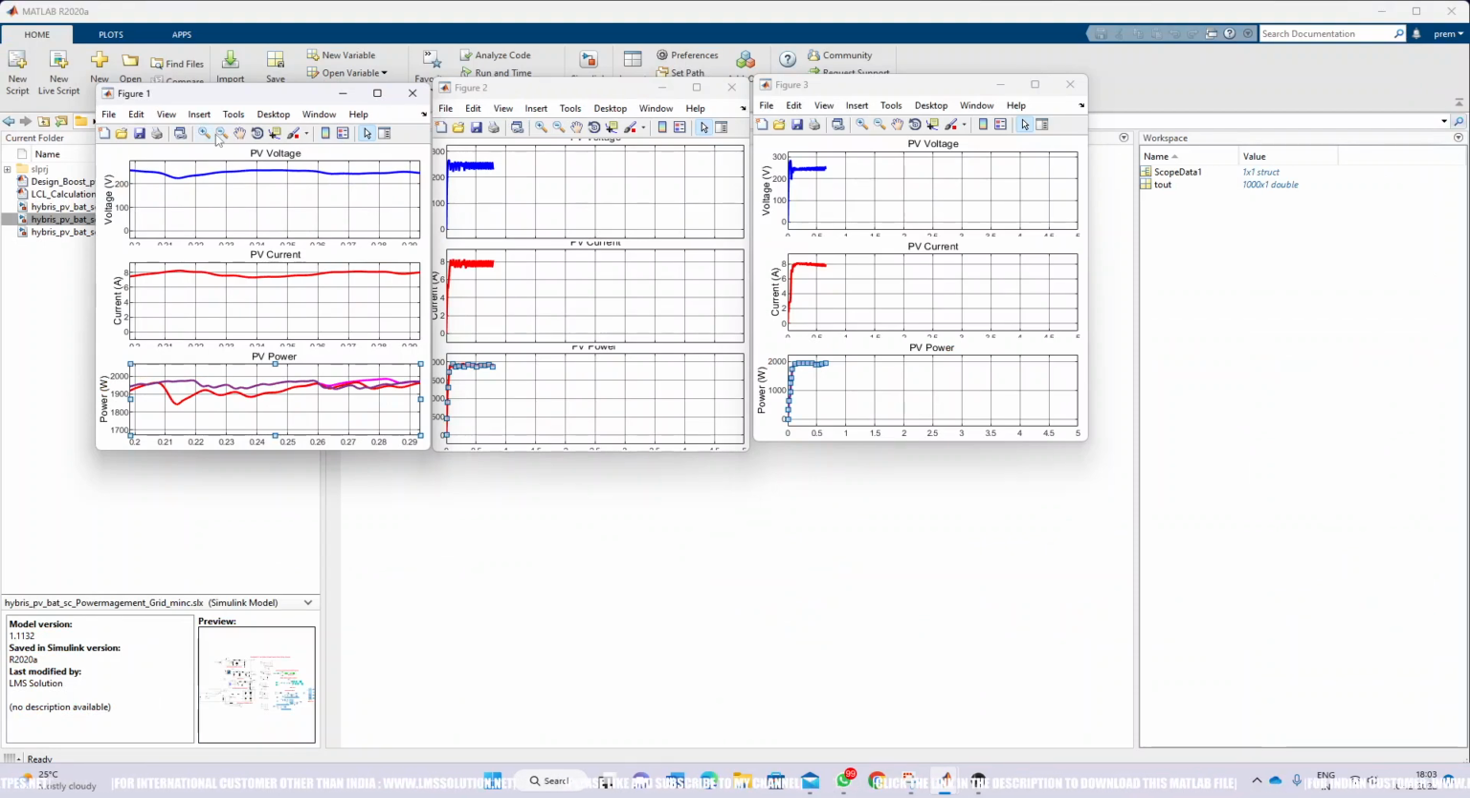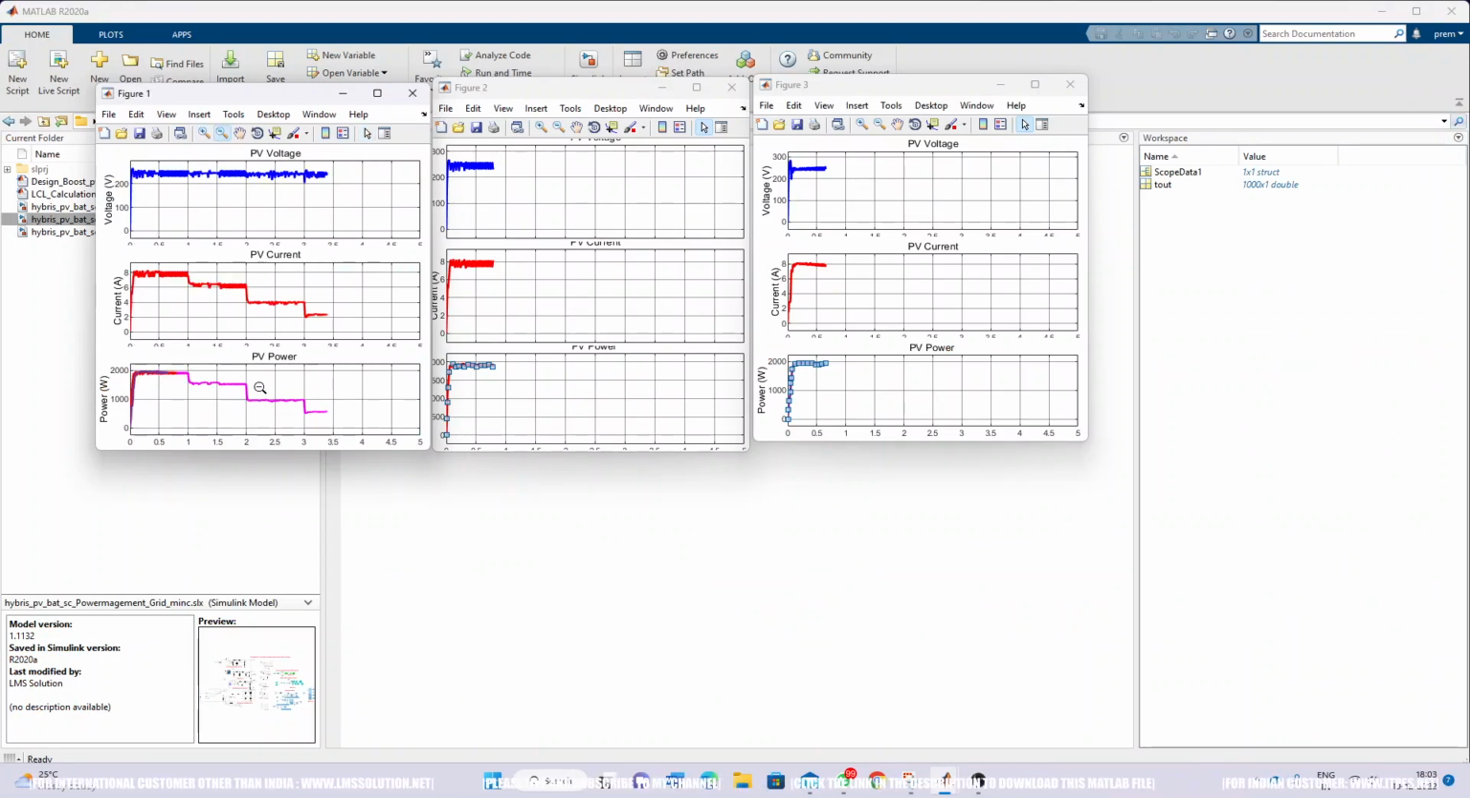So you can present the result like that, and you can also compare other results by taking the print figure and then combining those figures into a single one. Okay, so thank you.